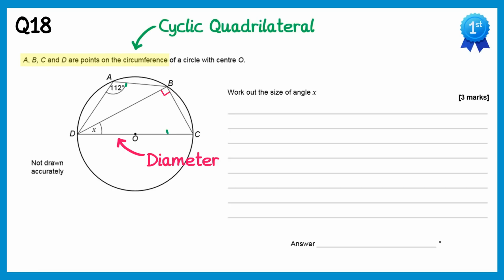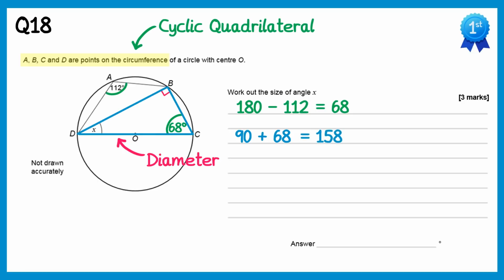This means that the opposite angles marked here add to make 180 degrees. So if we do 180 take away 112, we'll find out this missing angle is 68 degrees. If we now look at this triangle here, DCB, we know that angles in a triangle add up to 180 degrees. So if we do 90 add 68, which gets you 158, and then take that from 180, we'll get the missing angle x, 22 degrees.